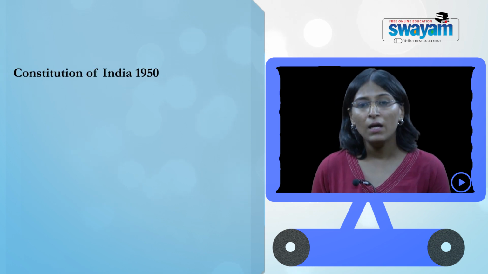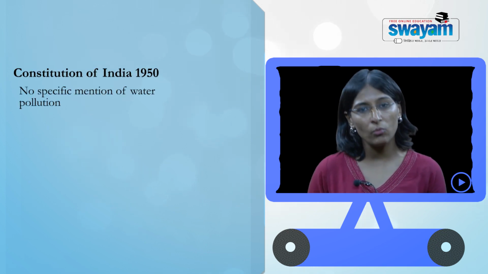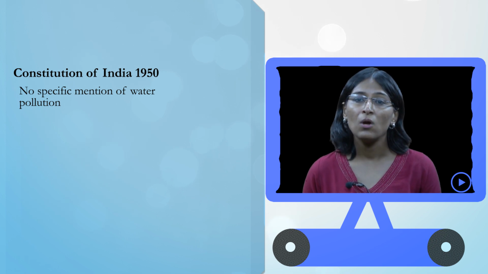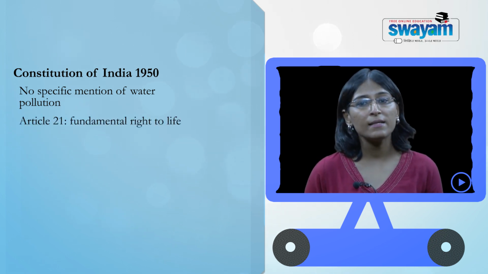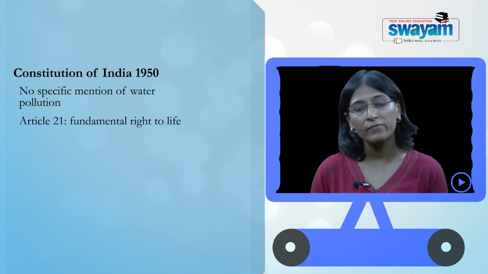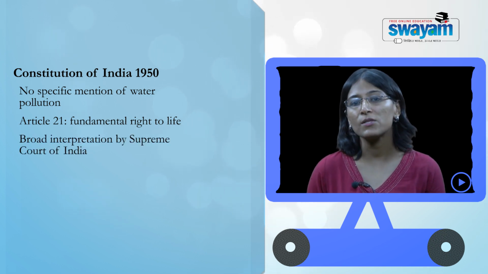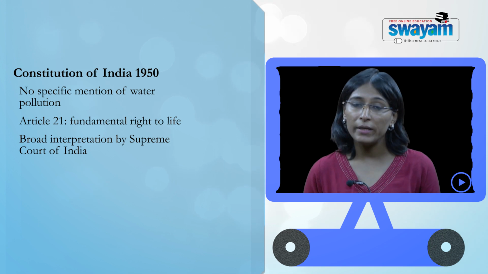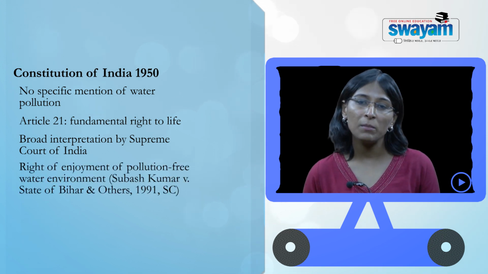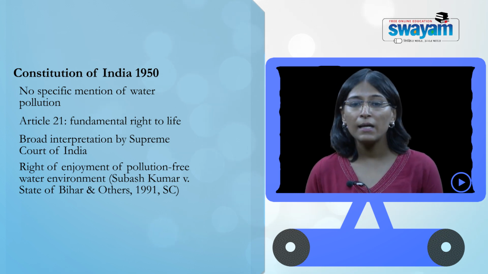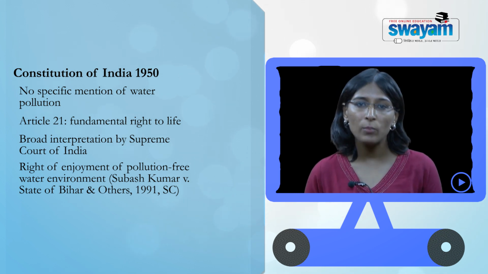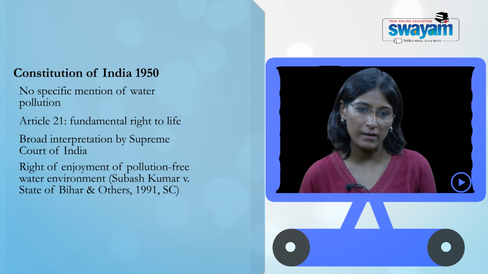Now, first, let's discuss something about the Constitution of India. There's, of course, no specific mention of water pollution in the Constitution, but Article 21 of the Constitution, which provides a fundamental right to life, has been broadly interpreted by the Supreme Court of India to include a right of enjoyment of pollution-free water environment. This was done in a 1991 case of Subhash Kumar versus State of Bihar and others.